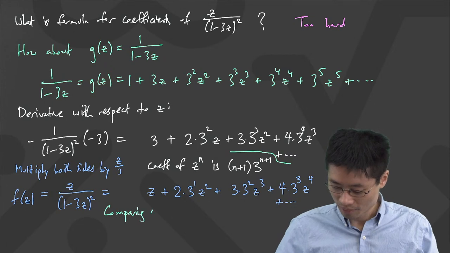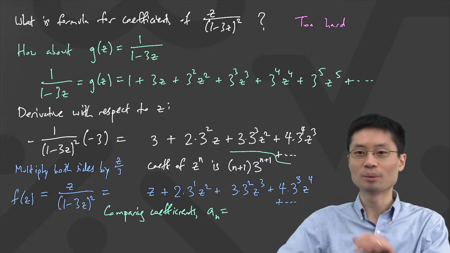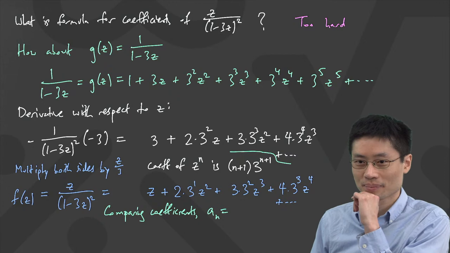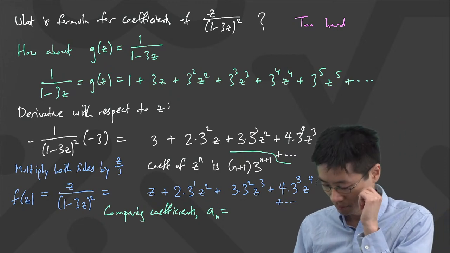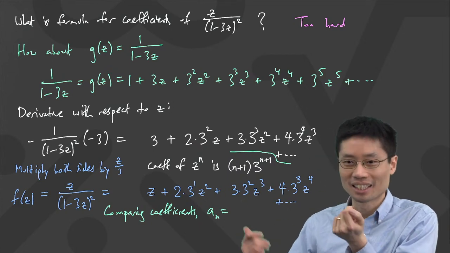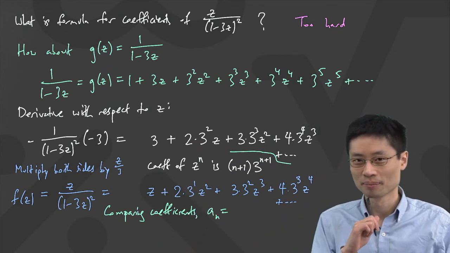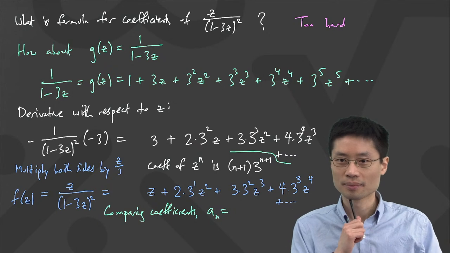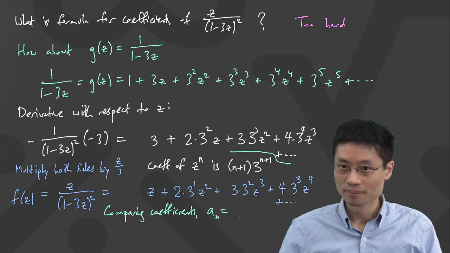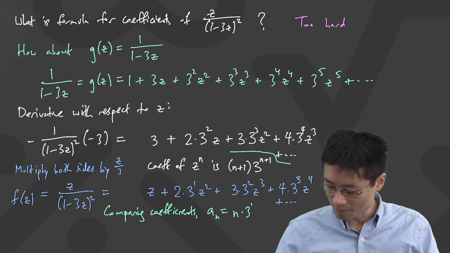Comparing coefficients, a sub n is equal to, can you give me a formula for this a sub n? This is why I like patterns. I just write enough things. If you see enough things, you totally can see the pattern, and you won't ever be off by one. It would be n times 3 to the n minus 1.